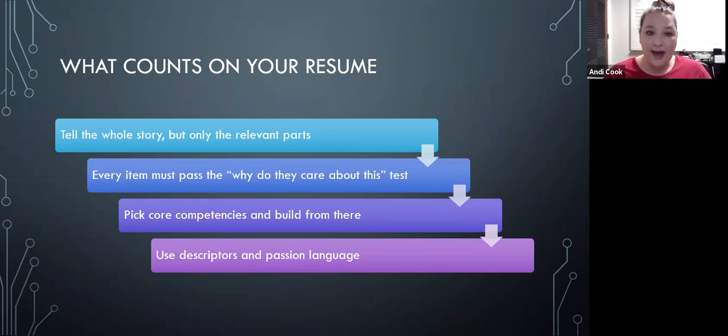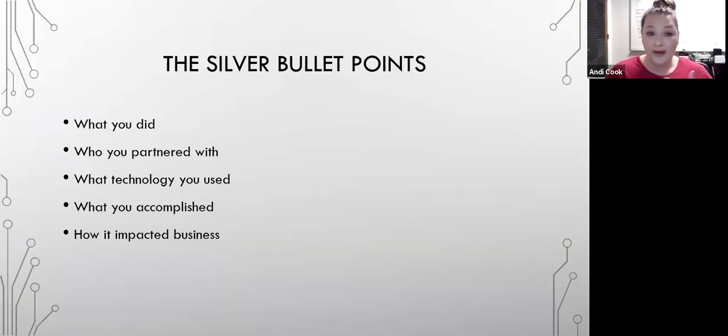Use descriptors and passionate language. The silver bullet points: what you did, who you partnered with, what technology you used, what you accomplished, and how it impacted business. So you're going to weave together these facts into your bullet points. Bullet points should be 2 to 3 lines, at the most 4, but really make sure that they tell the story about what you did.